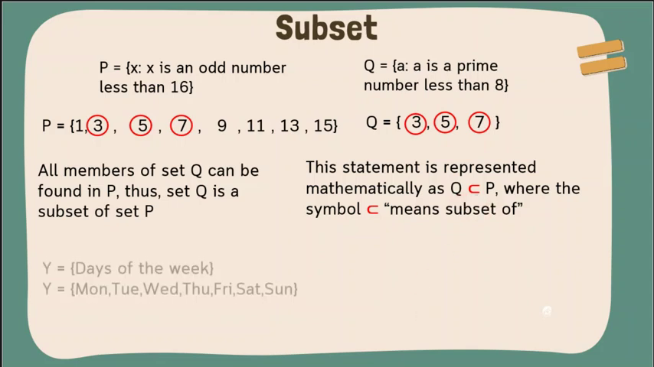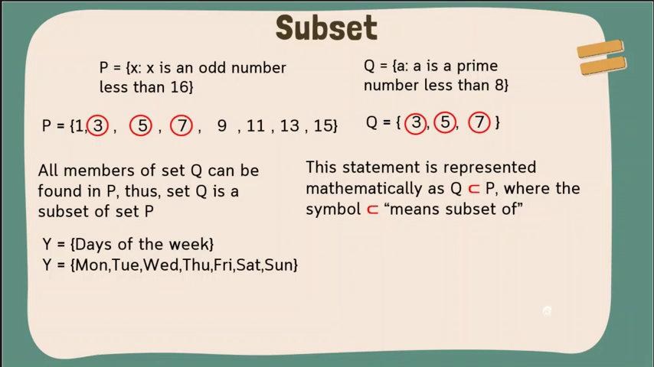Another example, we have Y being defined as days of the week. So Y will have the elements Monday, Tuesday, Wednesday, Thursday, Friday, and then Saturday and Sunday. And then set Z being defined as weekend days. Then Z will have Saturday and Sunday as its elements. You can see that every element here can be found here. So we can see Z is also a subset of Y, represented mathematically this way.